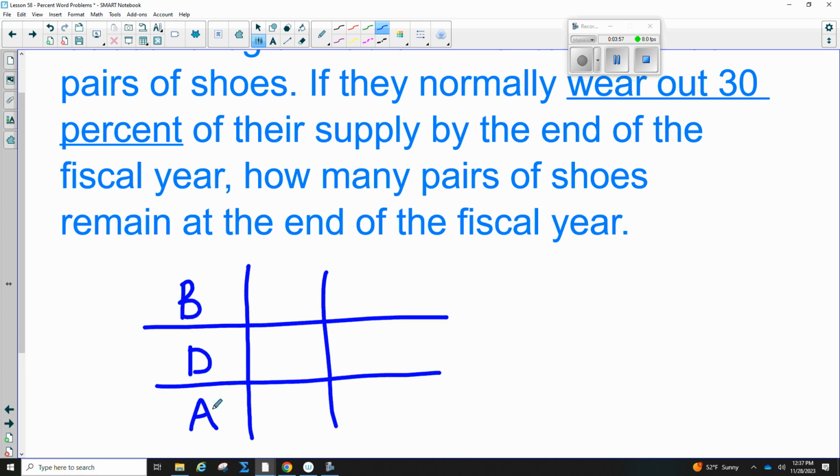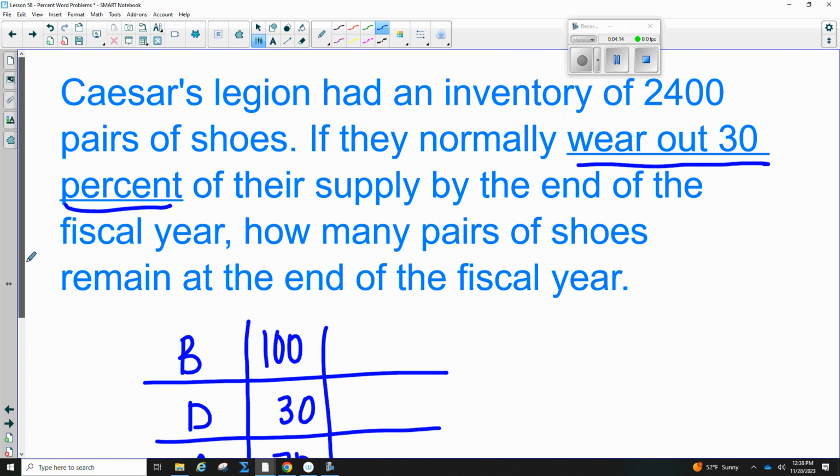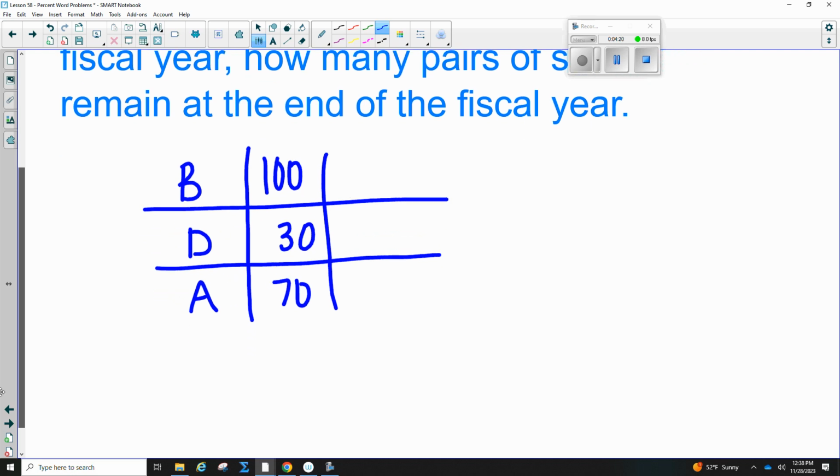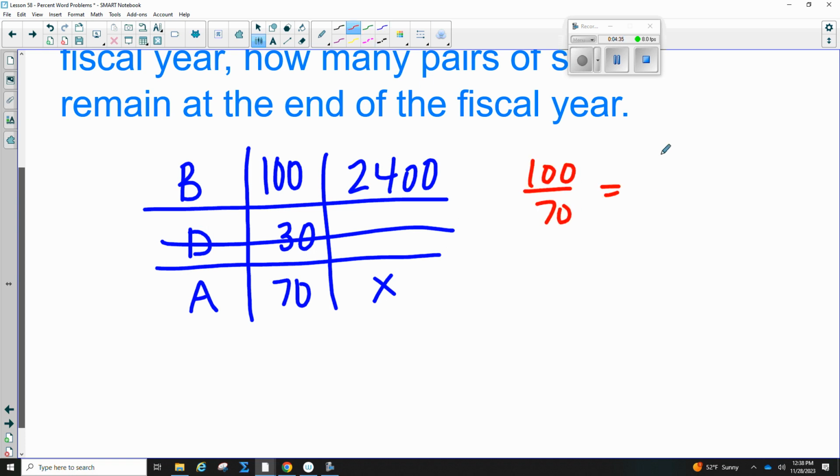So we always start with 100 in the before, and it says they wear out 30% of their supply, of their shoes. What do I put in the after then? Good. It's decreased, so be sure you subtract. Then it says they had an inventory of 2,400, and how many remain at the end? Where does the 2,400 go? Yeah, it's the before. How many do we have at the end? After they wear out 30% of them, so put your X at the bottom. Cross this off. And again, that means I have 100 over 70 equals 2,400 over X. And we cross multiply.